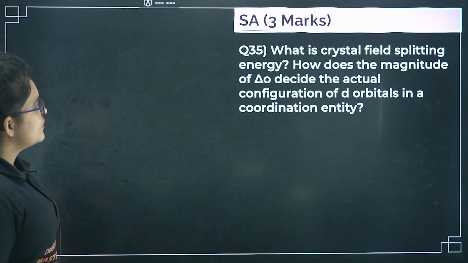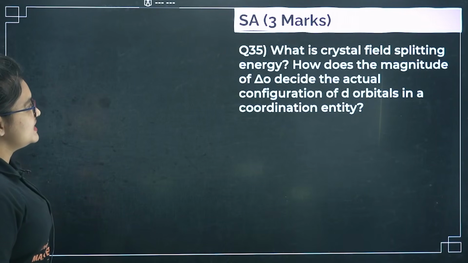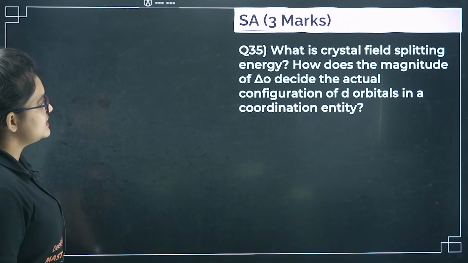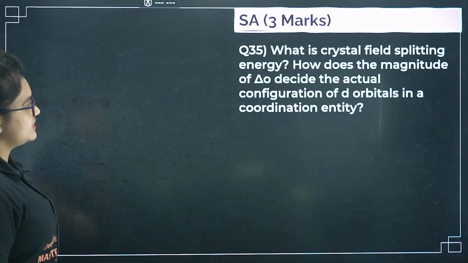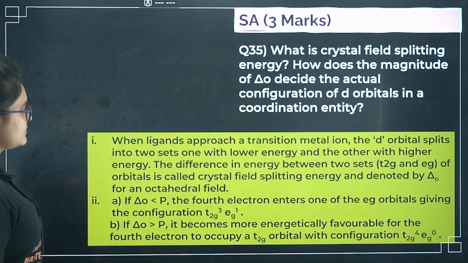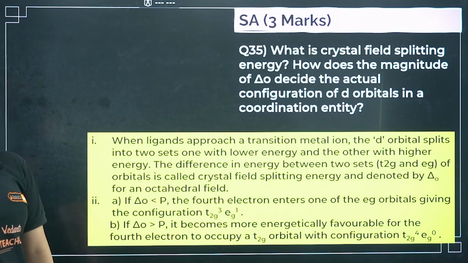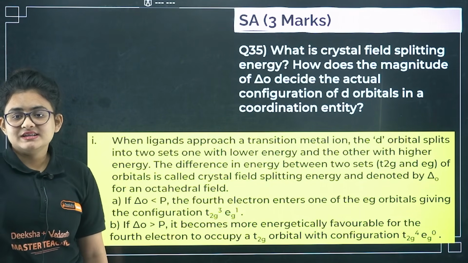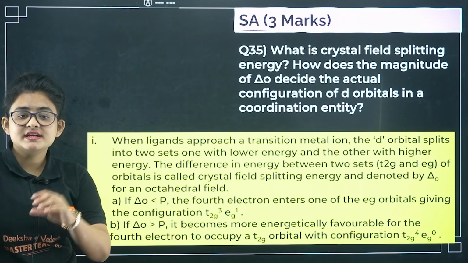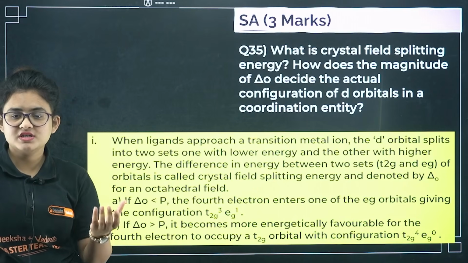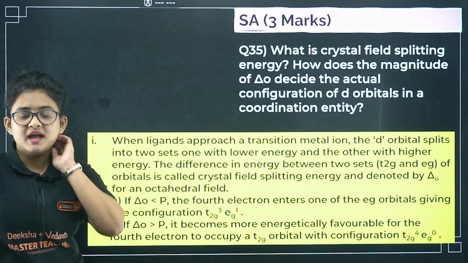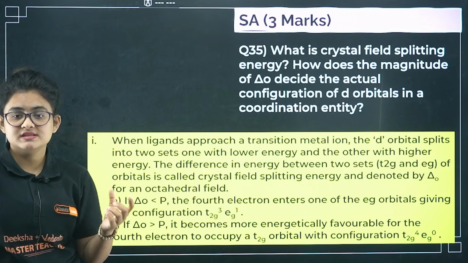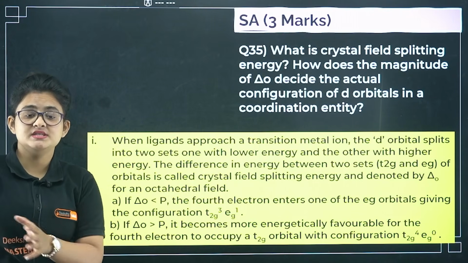Let's proceed. What is the crystal field splitting energy? How does the magnitude of Δo decide the actual configuration of d orbitals in a coordination entity? So basically what happens when a ligand approaches the metal center, the d orbital splits into 2 different sets. One is T2g, another one is Eg, right? The energy gap between these 2 orbitals is called the crystal field splitting energy.